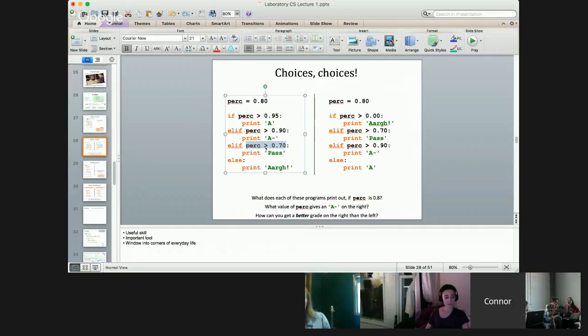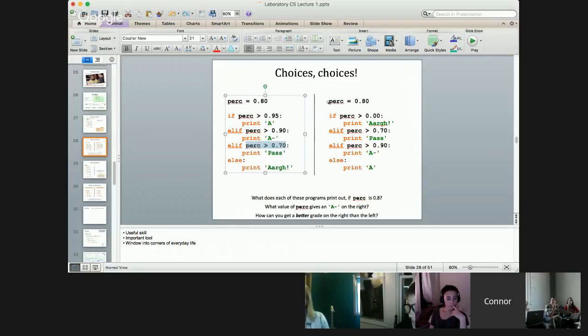So first we test if perk is greater than 95. So anything that's greater than 95 prints A. Then if that's not true, anything that's greater than 90 prints A minus. Then if neither of these two are true, and we're greater than 0.7, print pass. And then anything that's 70 or below, we print arg. Yeah, okay.